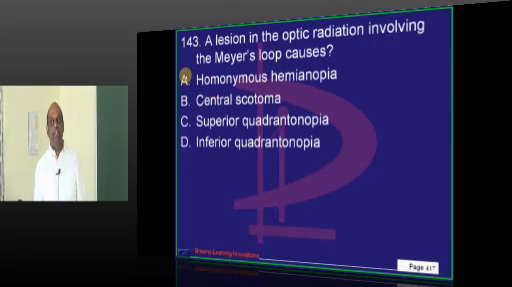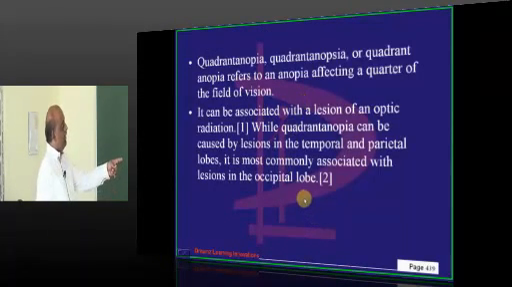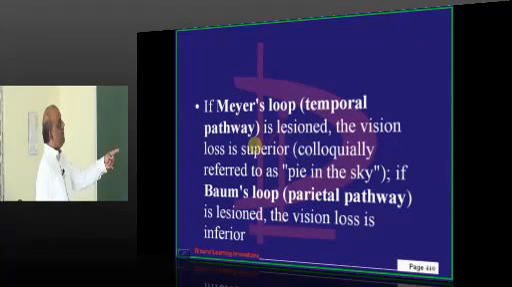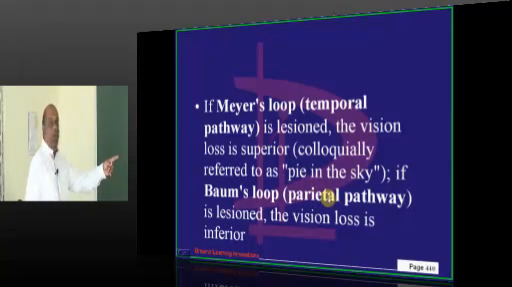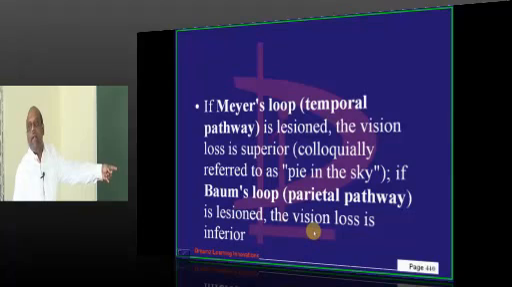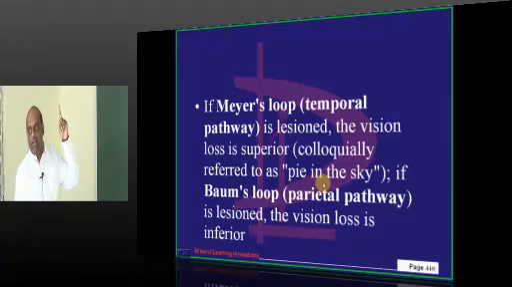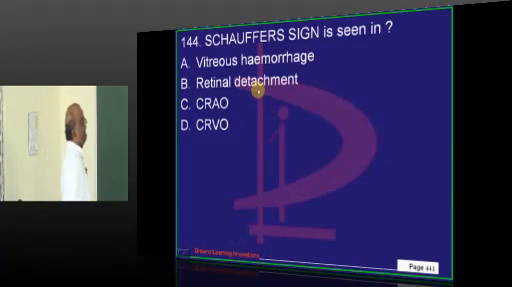Meyer's loop is what? Superior or inferior? Then what is inferior because of? Meyer's loop is in the temporal lobe, doctor. If it is a lesion, it causes superior quadrant anopsia. In the parietal lobe, what you have is Baum's loop, and the lesion of it is typically inferior quadrant anopia. That's what you need to ultimately remember. And superior quadrant anopia is also called pie in the sky. The appearance is what needs to be remembered.